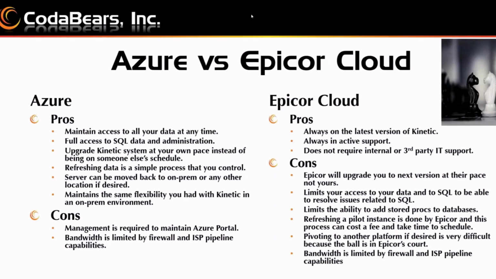So for Epicor Cloud, there are a few cons. The first one is that Epicor is going to upgrade you to the next version at their pace, not yours. So that basically means that when there is a new version of Kinetic ready to go, they're going to throw it on you. And if they haven't tested it enough, if they find a critical error later on down the road, you are still on that version. And until they roll you back or until they determine what's going on there, you're going to have to deal with the growing pains that involves with that bug. So there's that to consider.